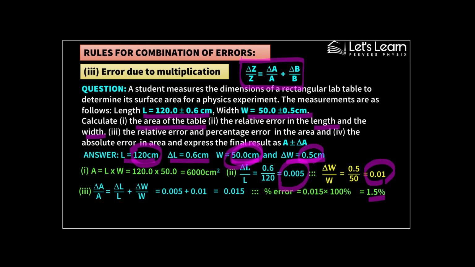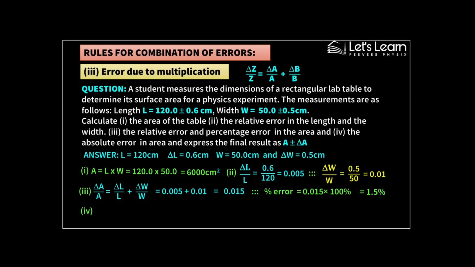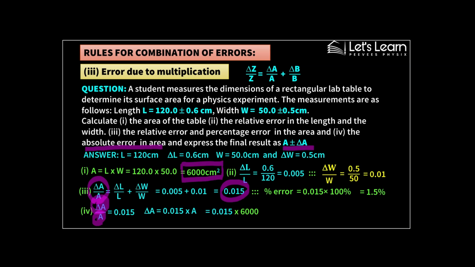There is one more part for the question. Last part of the question, fourth one, they wanted absolute error in area. And we have to express the result in the form of this. Relative error in area is 0.015. And what do they want next? They wanted absolute error in area, which is this number, del A. How do you get del A? To get del A, move A to the other side. Then it becomes times A. How much is the area? Which is 6000 centimeters square times 0.015. 90 centimeters square. So this is the absolute error in calculating area.